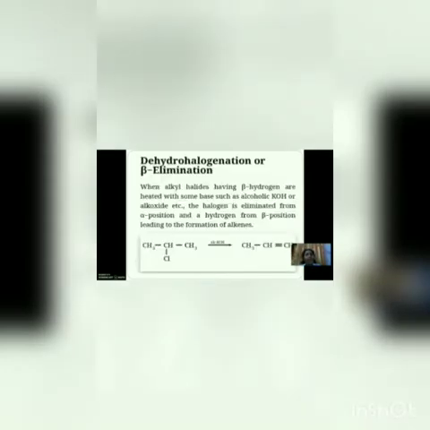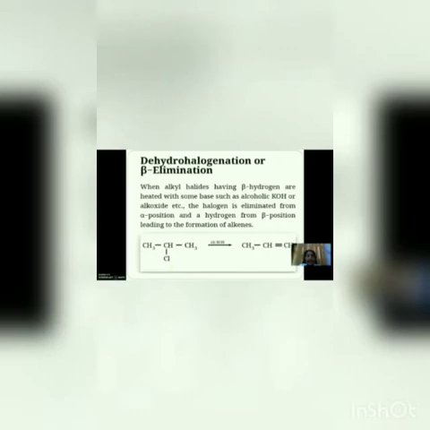In the case of haloalkane, it is dehydrohalogenation. So what do you mean by dehydrohalogenation? It is the removal of hydrogen and halogen from the haloalkane. It is also known as beta elimination because beta hydrogen is removed from the haloalkane. And here you can see the example. Here you can see the definition.